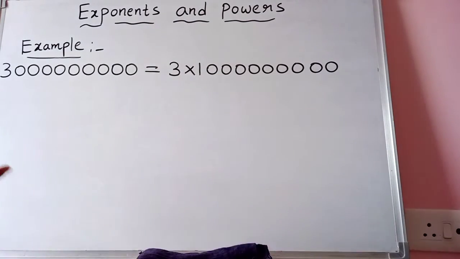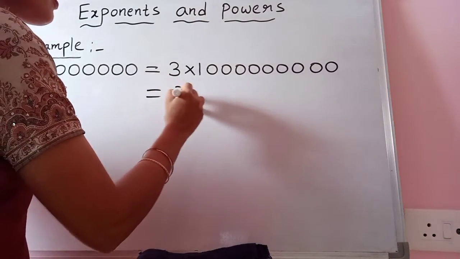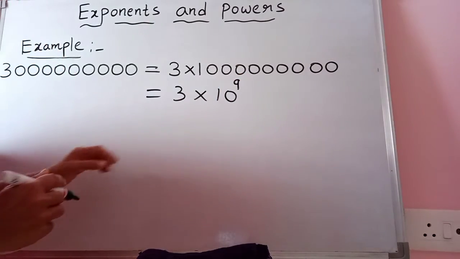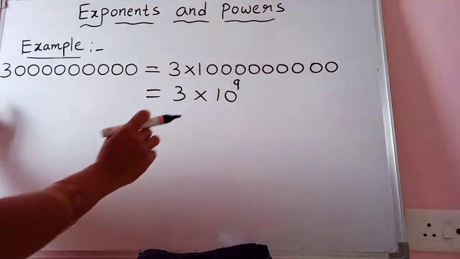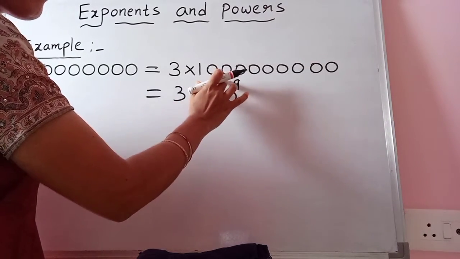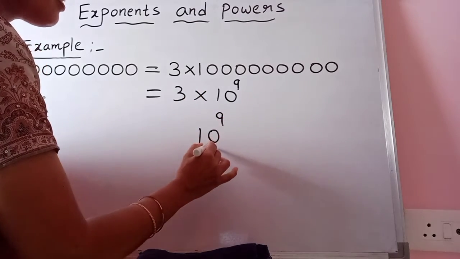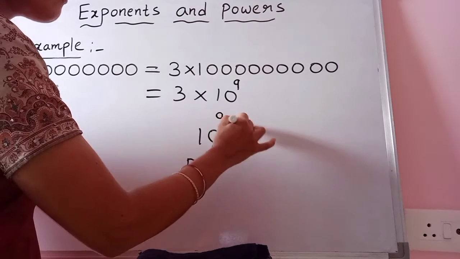We can write this number easily as 3 into 10 raised to the power of 9. We call this form exponential form. Here we read this number as 3 into 10 raised to the power of 9. Here in 10 raised to the power of 9, 10 is known as base and 9 is known as exponent.